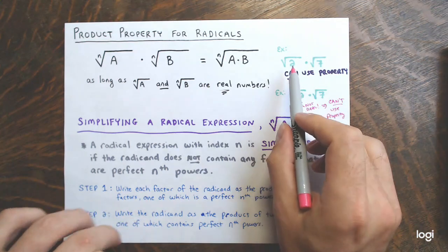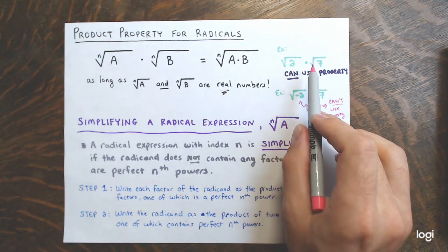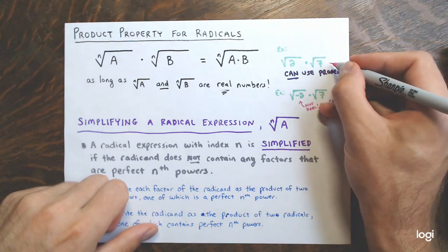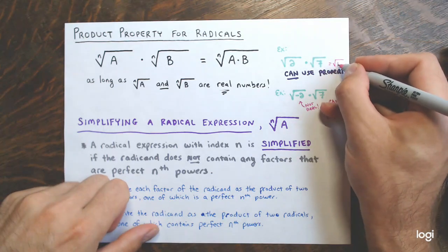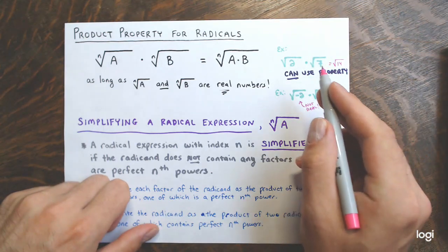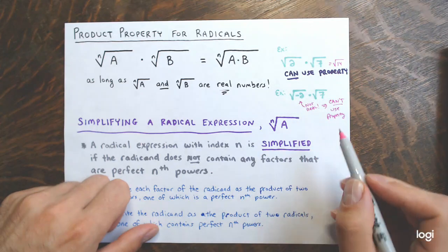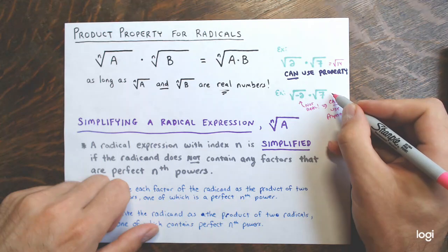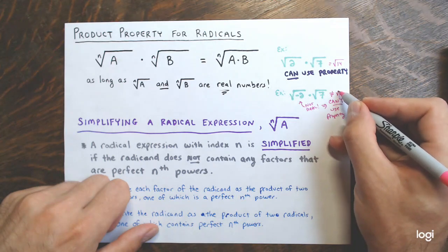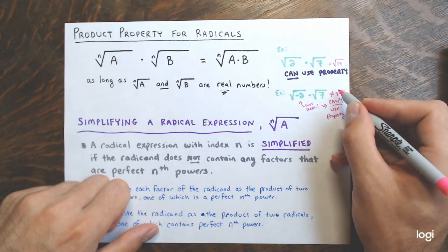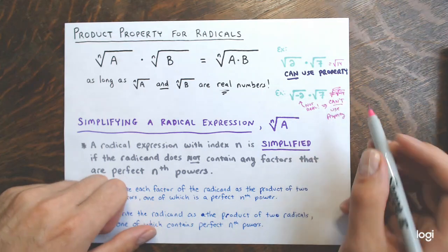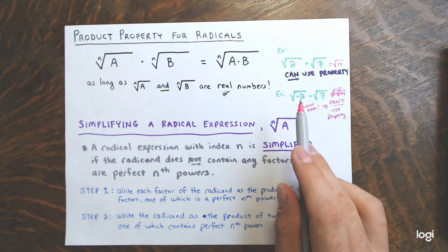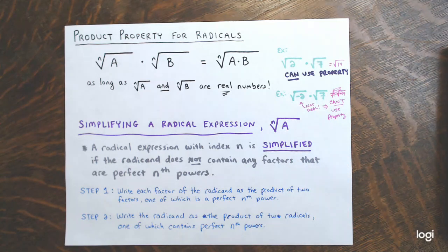So in the first example I could say the square root of 2 times the square root of 7 is equal to the square root of 2 times 7, or 14. And that's a perfectly true statement. This one, I can't use the property. I can't say that this is equal to the square root of negative 14. I'm not even able to use the property because one of my radicals is not a real number. So don't even think about it.